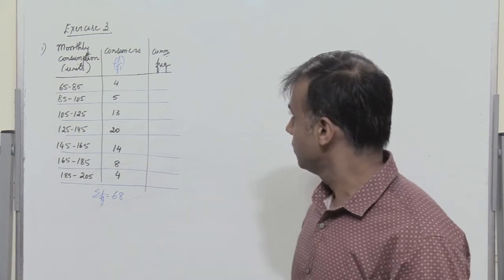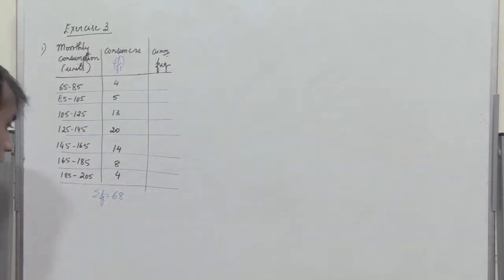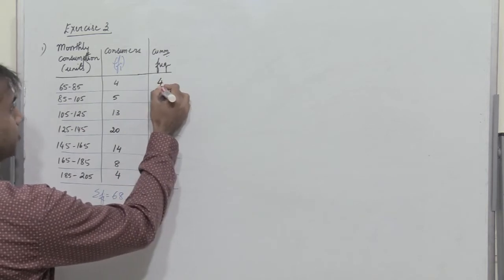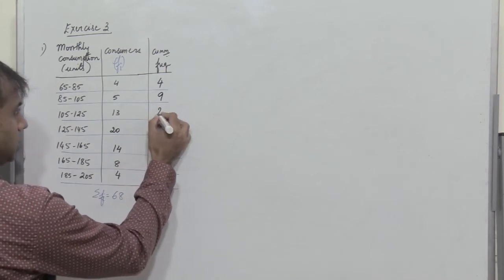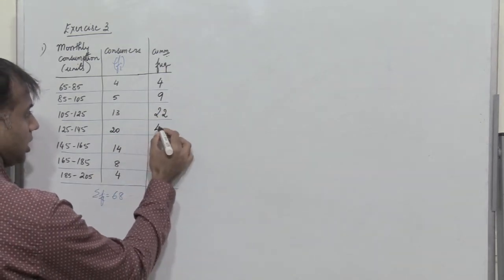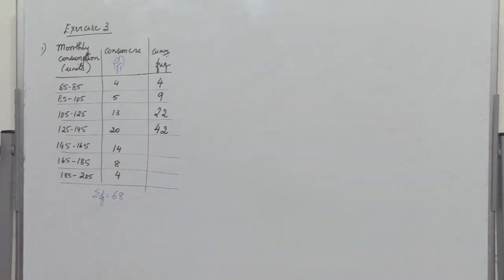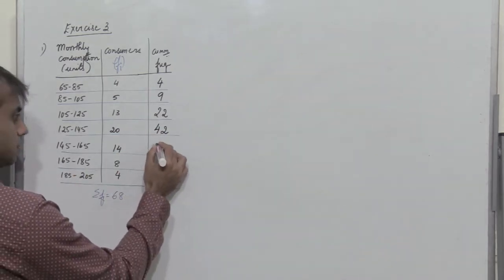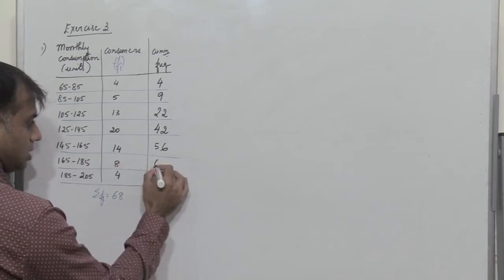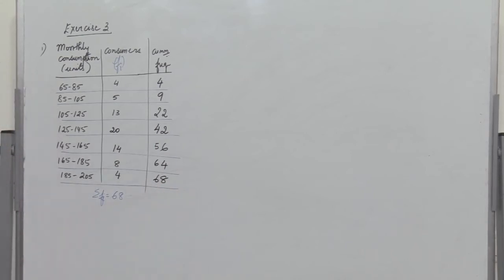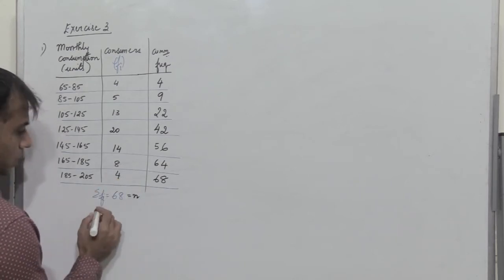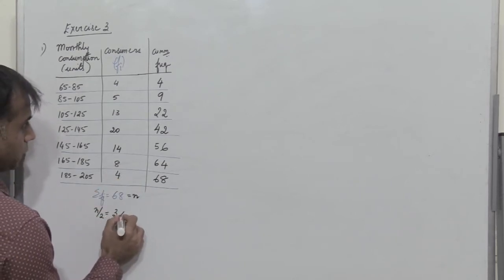Now let us first try to find the cumulative frequency. For the first I have 4, and then I add 4 plus 5 which gives me 9. 9 plus 13 gives me 22. 22 plus 20 gives me 42. 42 plus 14 gives me 56. 56 plus 8 will give me 64, and 64 plus 4 gives me 68. Right? So we have the total number of consumers here. Now this happens to be the value n. So n by 2 is 34.